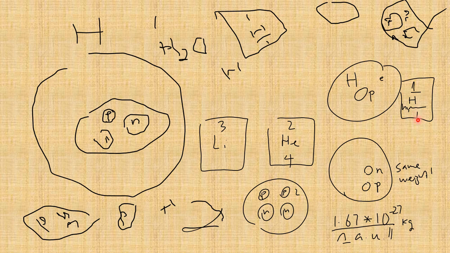Now, if you have helium, you will have this picture. There are 2 protons, and therefore on the top left you will have 2, which means element number 2, helium, and He is the symbol. And then you have a number at the very bottom.